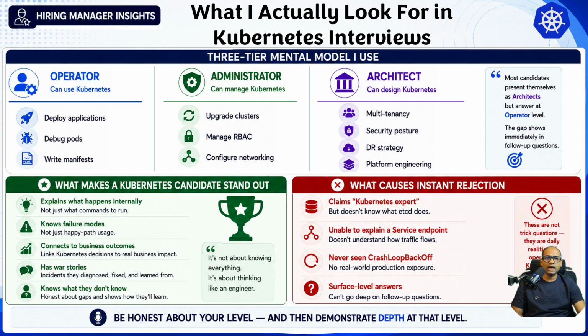Here is my actual advice, and it's the most useful sentence in this whole episode. It's not about knowing everything, it's about thinking like an engineer. So be honest about your level and demonstrate depth at that level. An operator who deeply understands operator-level things will beat a fake architect every time. Most people pitch themselves as architects but answer like operators, and follow-ups expose the gap in seconds. Be honest about your level, then show the real depth at it.